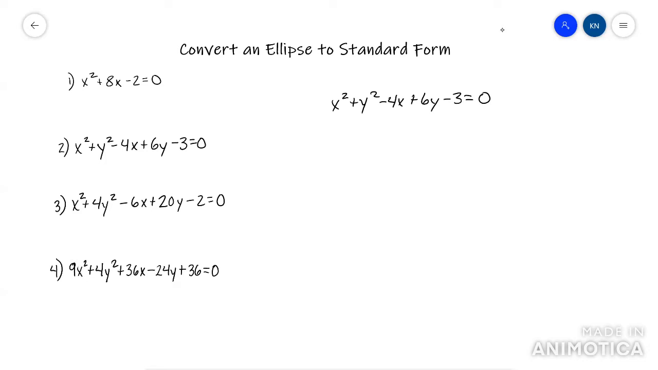Okay, look at the second one. I've got x squareds and y squareds. So the first thing you need to do is group them. So x squared minus 4x, and then group the y's as well. So plus y squared plus 6y. And then you could either move this minus 3 to the other side or just keep it there. It doesn't really matter yet. So all I've done was rewrite the problem and group my letters together.